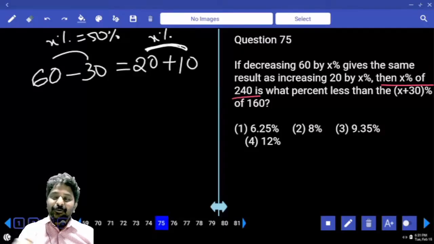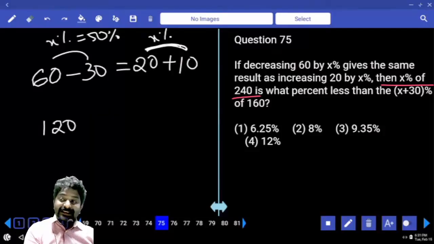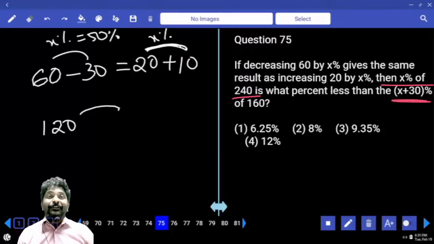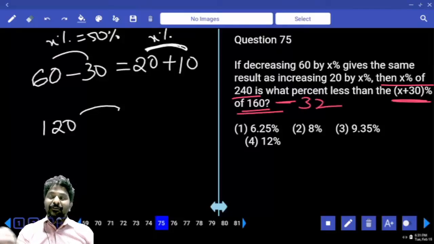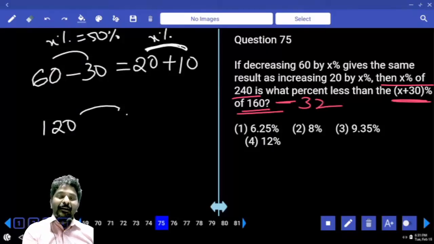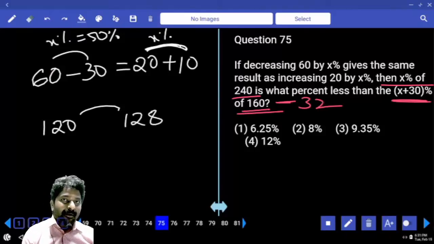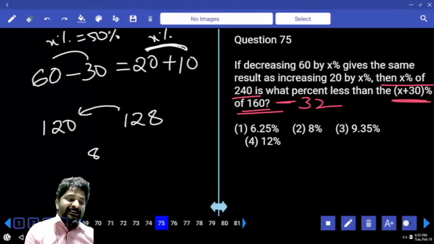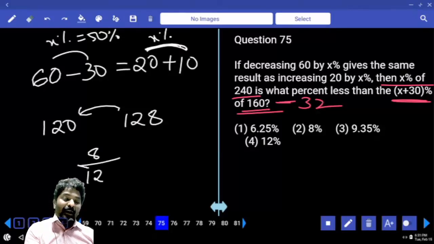Now come, start here. Then x% of 240, 50% of 240 is 120. 120 is what percent less than x plus 30? 50 plus 30, 80% of 160. 10% is 16, 8% is 12.8, or from this you subtract 20%. 128. Getting my point? With respect to 128, 120 is how much percentage less? How much less is it? 8. From 128, 8 by 128 into 100.